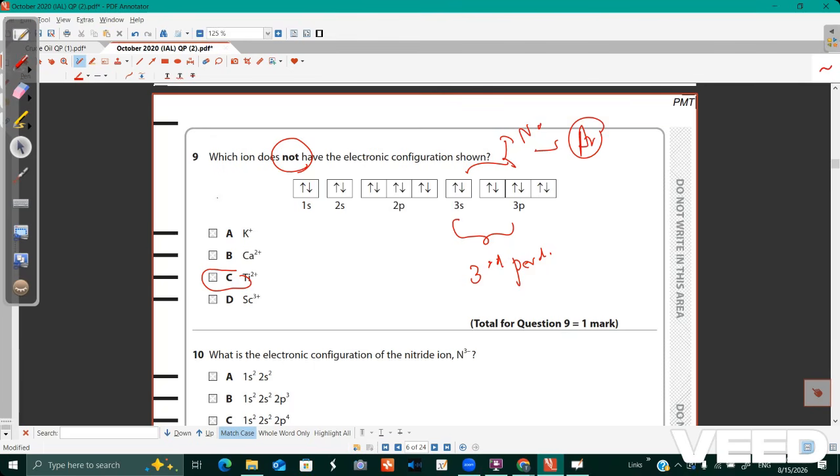Question number 9, titanium 2. Okay. Does not have. Be careful, right? Even I got it wrong. Does not have. Potassium is having. Be careful, right? They are asking not having. Potassium does have. Calcium also definitely it has. Titanium.